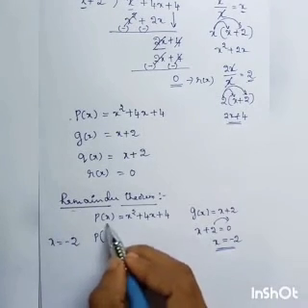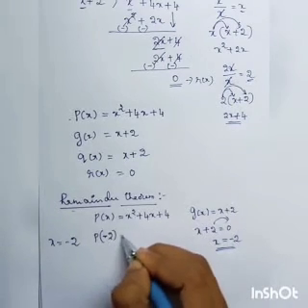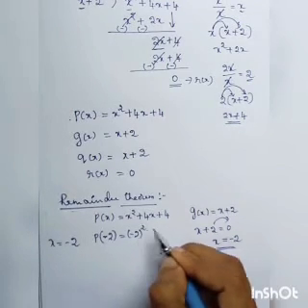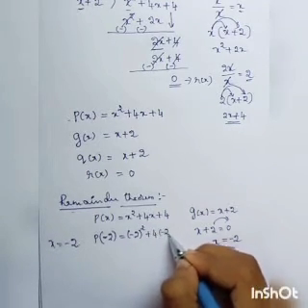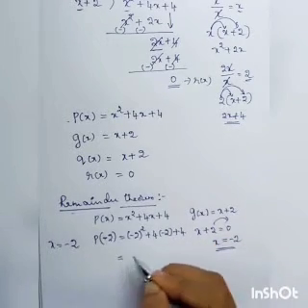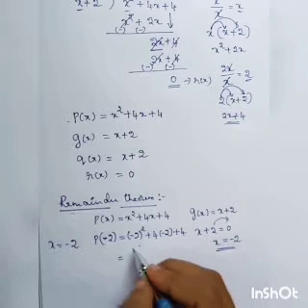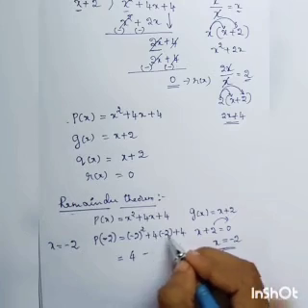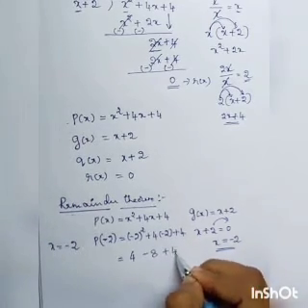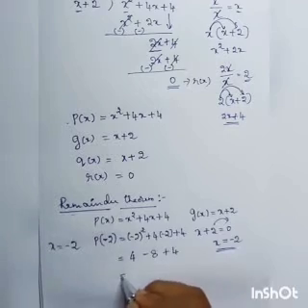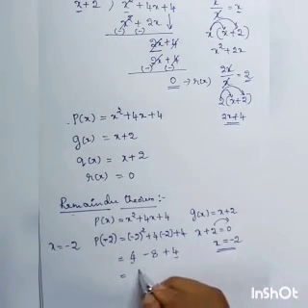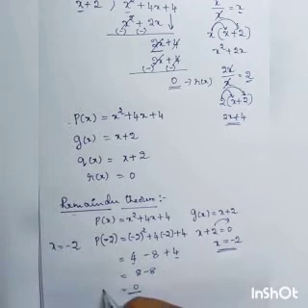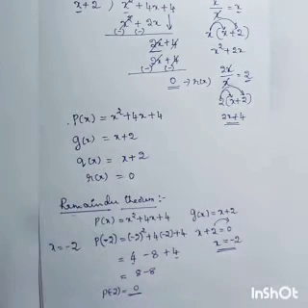P of x, in the place of x we substitute minus 2, equals x square, so minus 2 the whole square, plus 4 into minus 2, plus 4. Minus 2 the whole square is minus 2 into minus 2, which is plus 4. Plus 4 into minus 2 is minus 8, and plus 4 written as it is. Plus 4 plus 8 minus 8... again it gets cancelled and we get the remainder as 0. So P of minus 2 is 0.